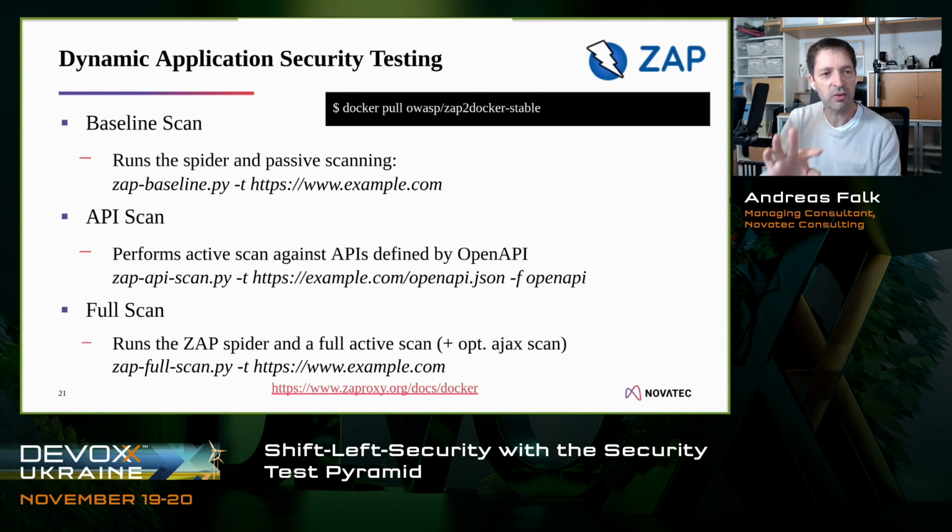So only integrate baseline scan or API scan directly into your daily CI/CD pipeline. So full scan would be suitable for nightly scans.